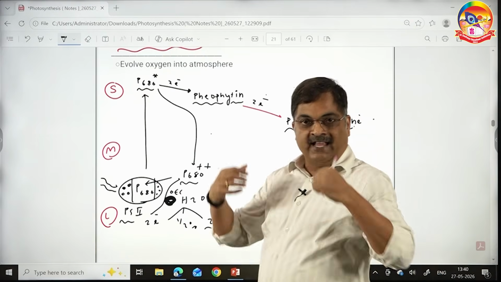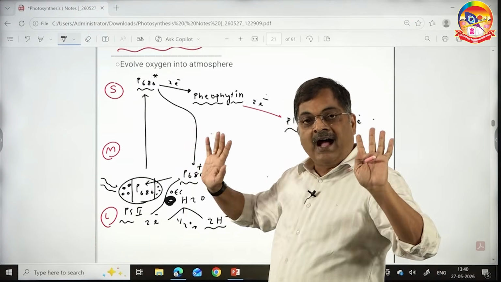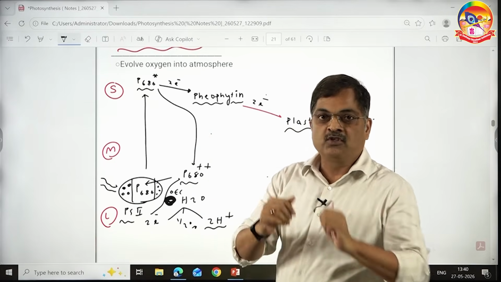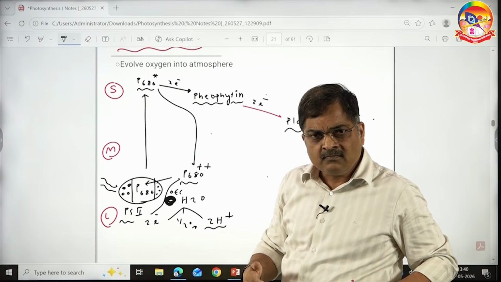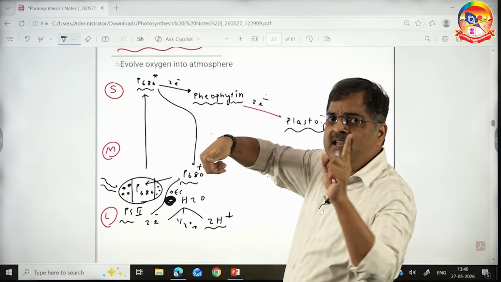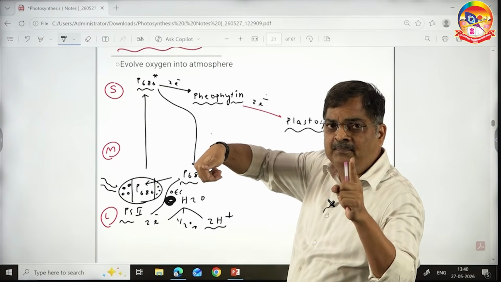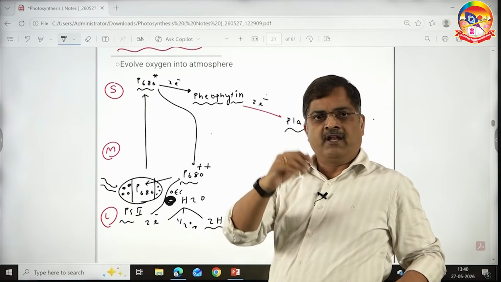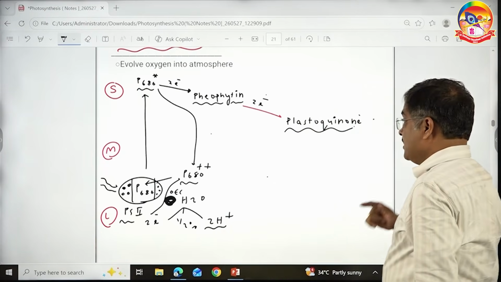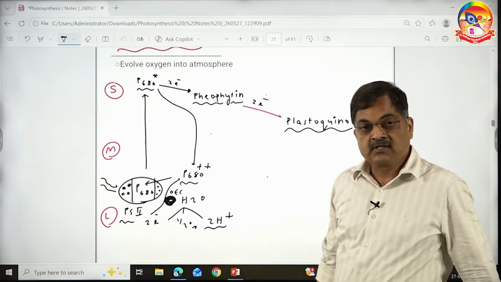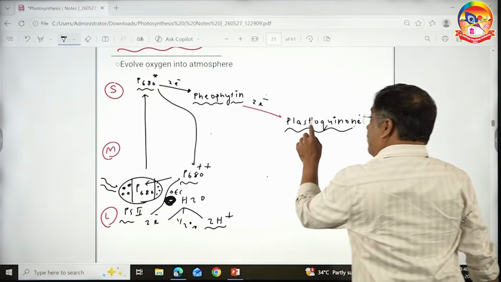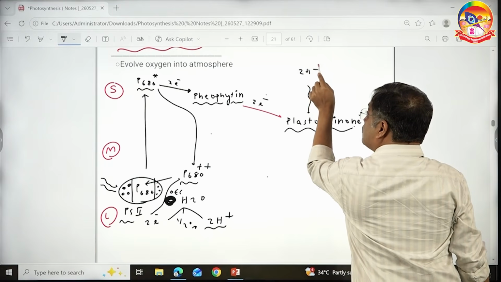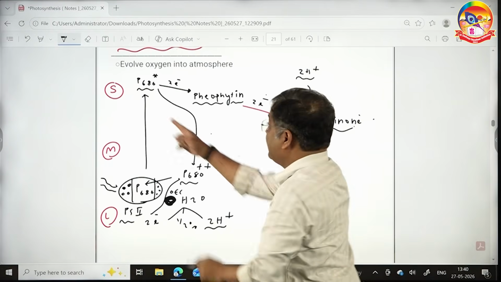So it's mobile, it can move easily. Nobody is going to ask plastoquinone where you're going, why you're going. So plastoquinone is always easy to move. Otherwise, this thylakoid membrane is impermeable. Be careful. Impermeable. But plastoquinone is an exception. It can move without any problem. Did all of you understand this? Chalo. It is accepting two electrons. Now, not only does it accept two electrons, it accepts two protons also. From where? From the stroma.